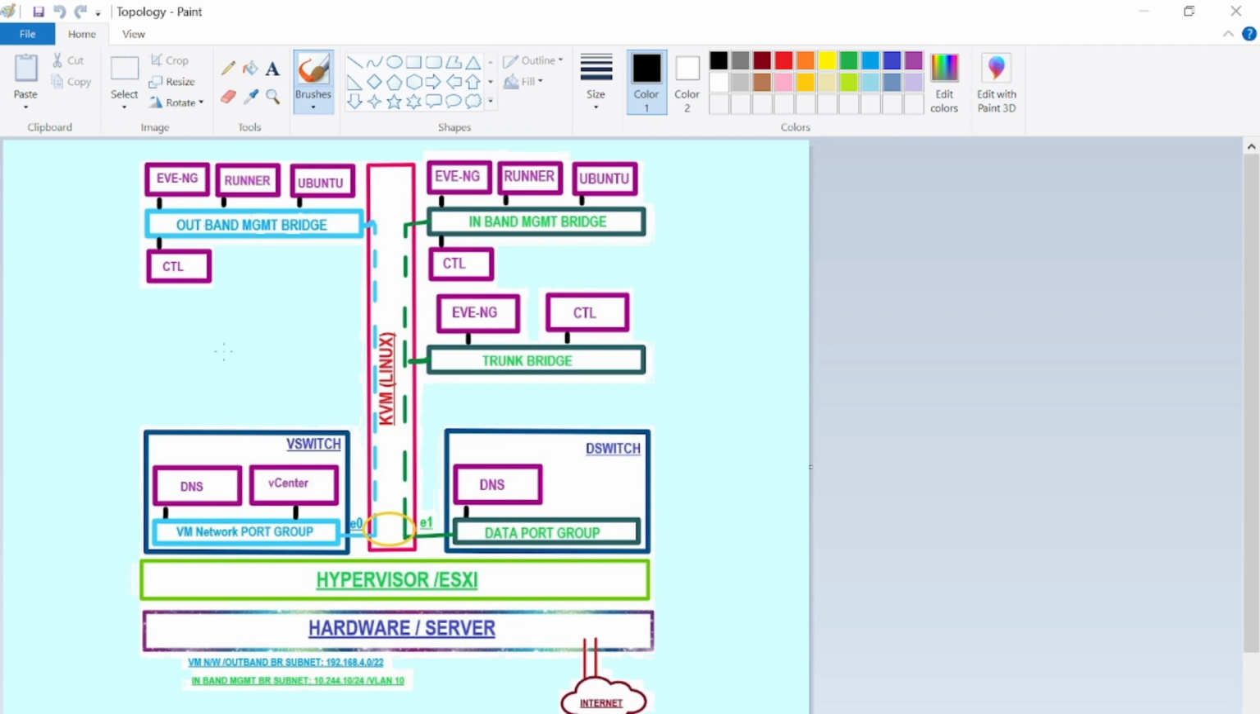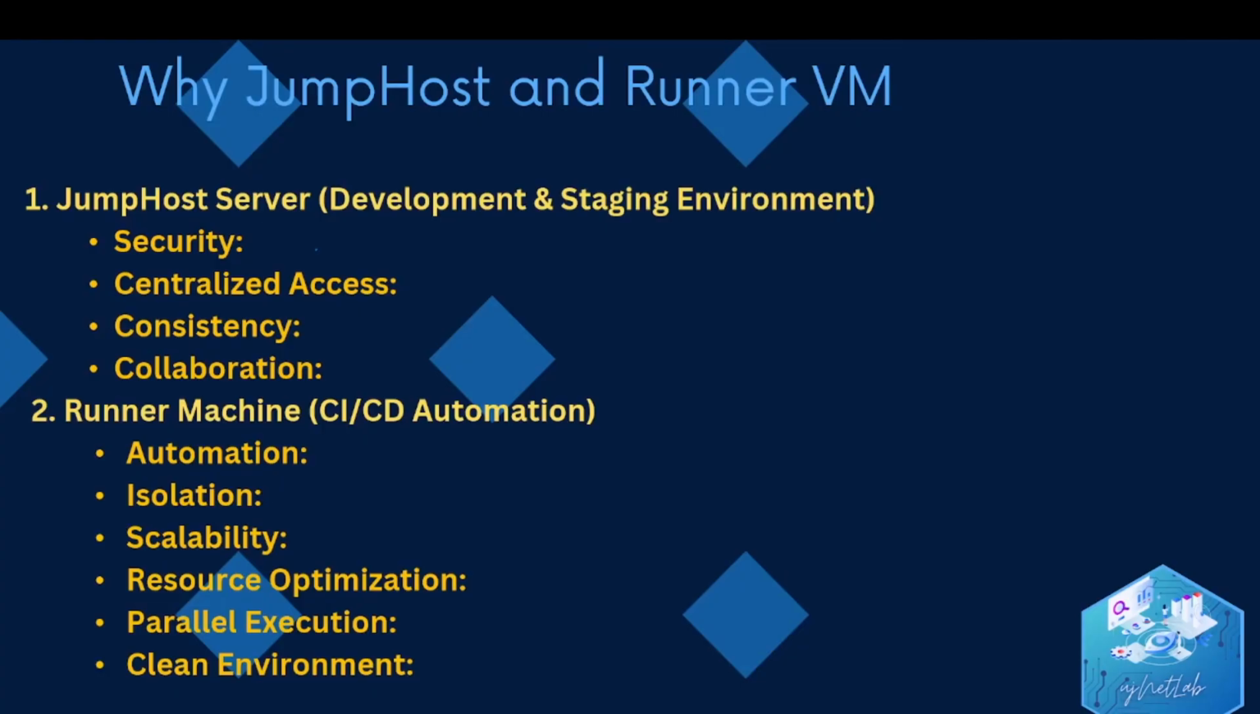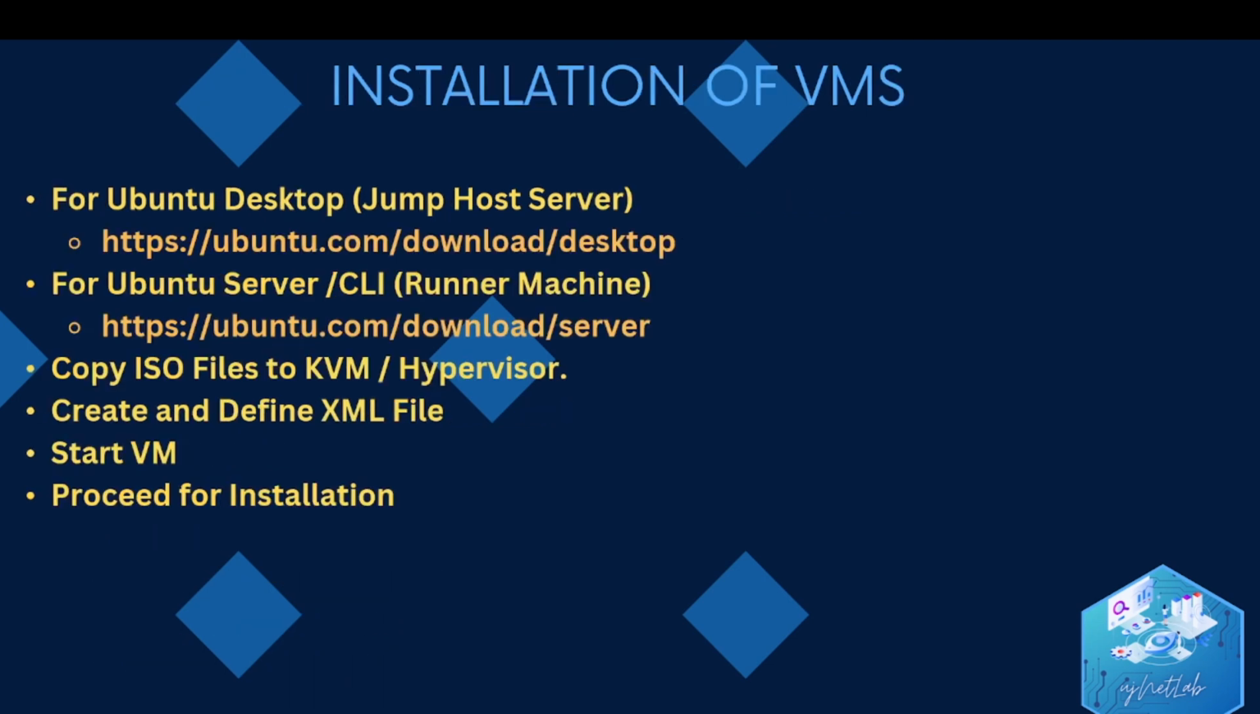So today we are going to finish all this topology VMs. We will be adding different VMs, but that will be a different part of the series of videos. Okay, for the installation of the VM, we are using a jump host server, or the workstation, you can say, or staging environment. We are using Ubuntu server, which can be downloaded from this link. And for the CLI, which is the runner machine, you can download from this link.